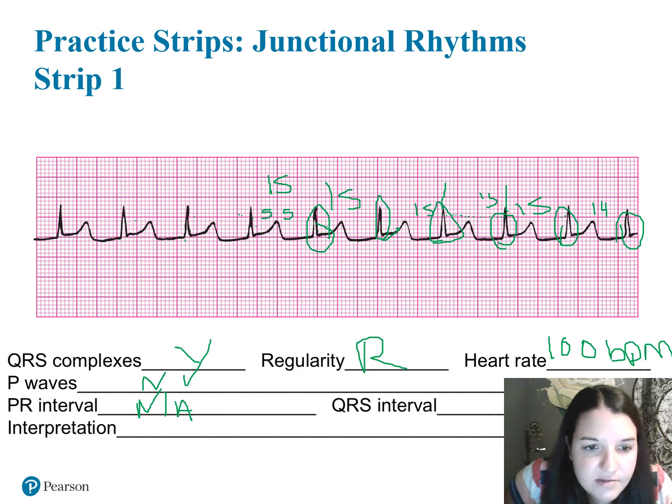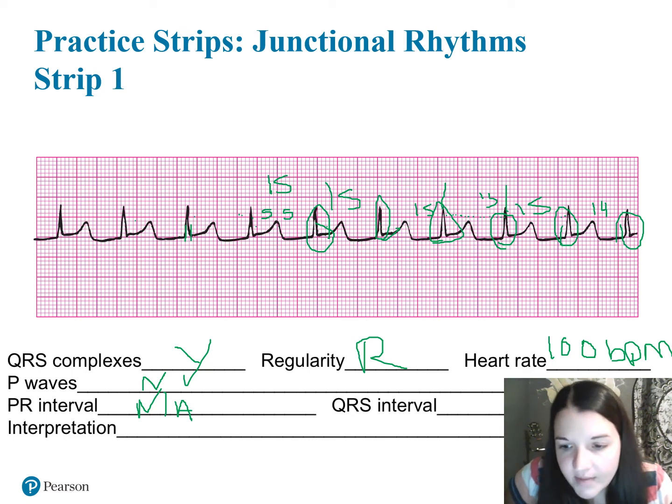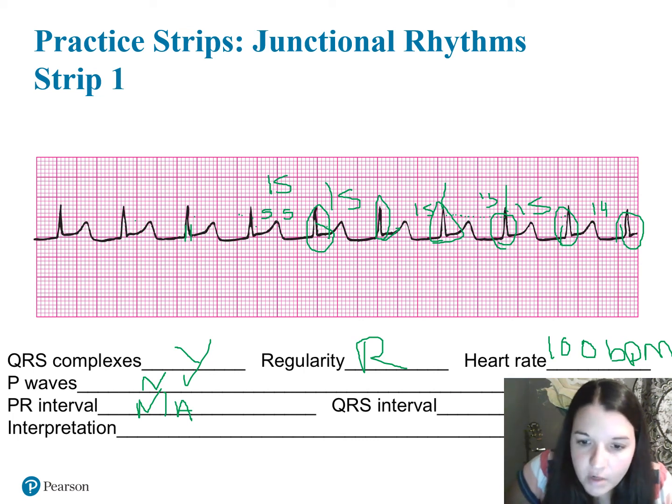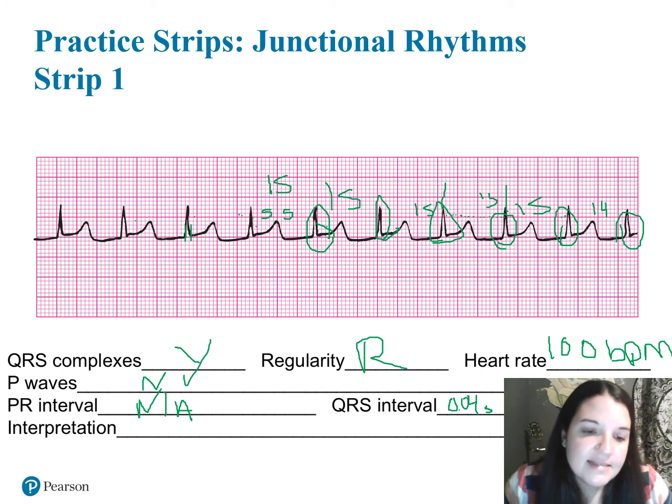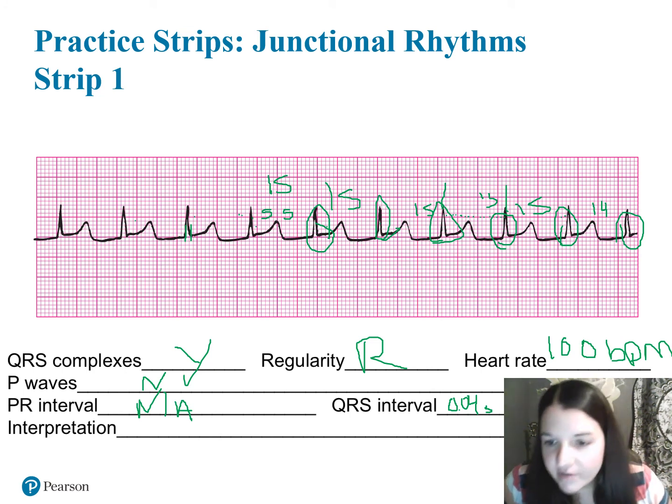It begins right here. Where does it end? Right there. One box. How many seconds is one little box? 0.04. What's 1 times 0.04? 0.04 seconds. Is my QRS interval less than 0.12 seconds? Yes. So my heart rate is 100.